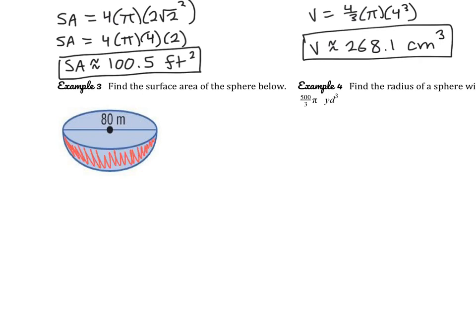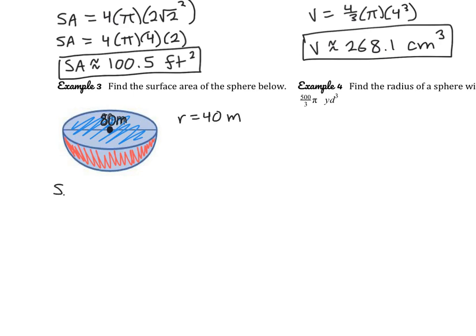If we want to also include this part, we'll have to find the area of this circle right here and then add that to half of the original surface area. So that's our strategy. Let's start by finding the total surface area as if this were a full sphere. You'll see that it was given to us that the diameter was 80 meters. So that means that our radius is 40 meters.